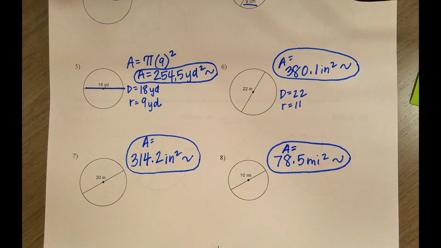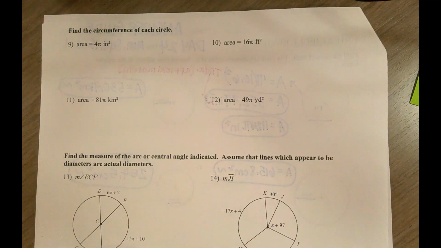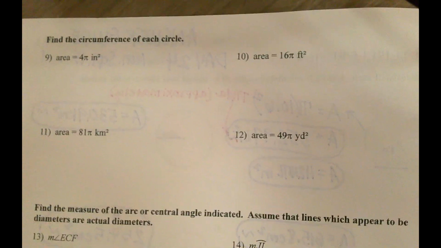This is the first section done. Do we have any questions at all before we move forward? Going to page 2. Now we have something a little bit trickier. We're trying to find the circumference of each circle from an area.